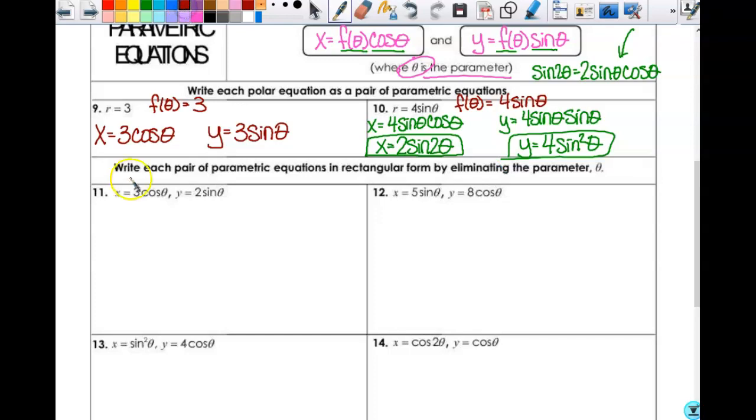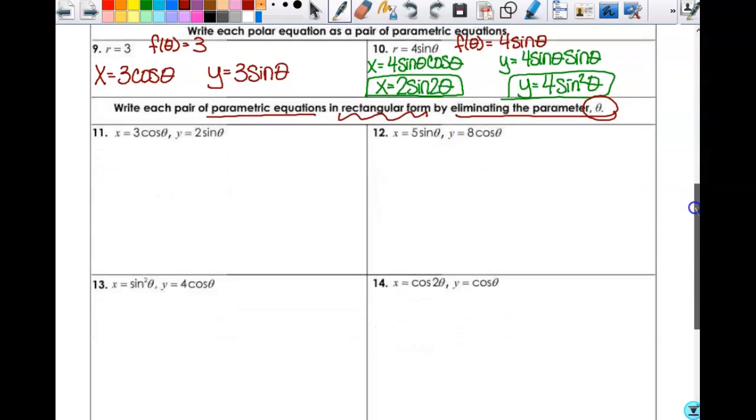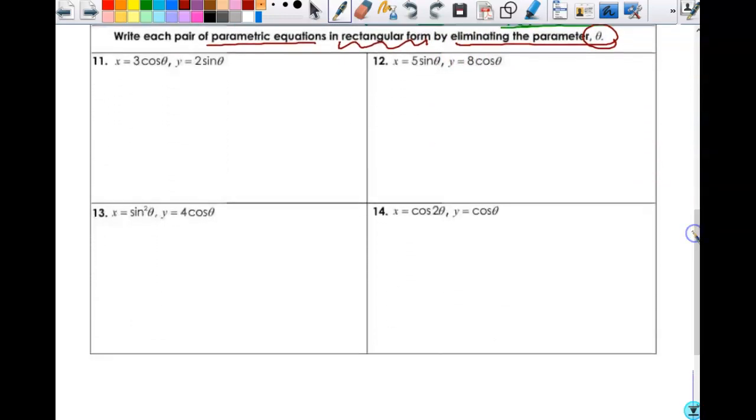So write each pair of parametric equations in rectangular form by eliminating the parameter theta. So basically, I got to get rid of the trig stuff. So on these, I need to solve for the trig stuff. So I'm going to solve this for cosine by dividing by 3. So x over 3 equals cosine theta. Here I'm going to solve for y. So I'm going to get y over 2 equals sine theta.